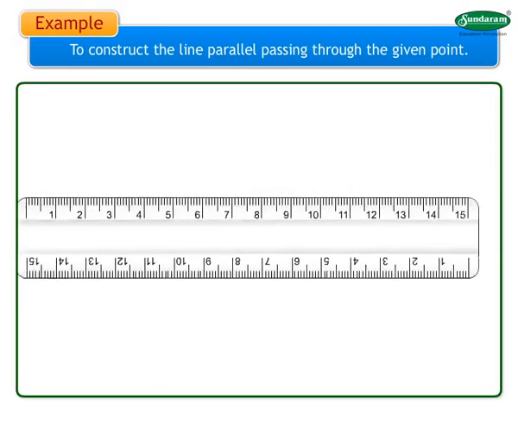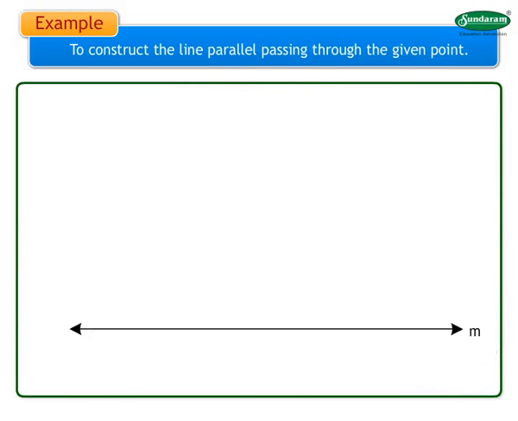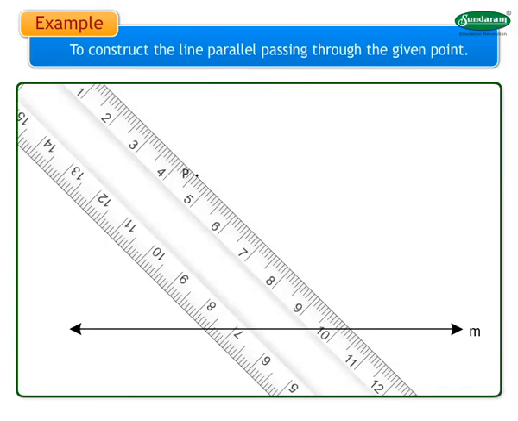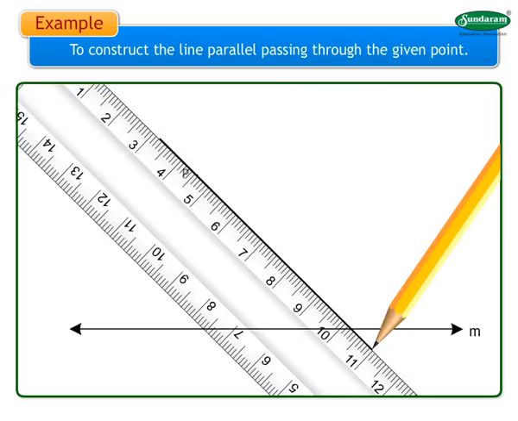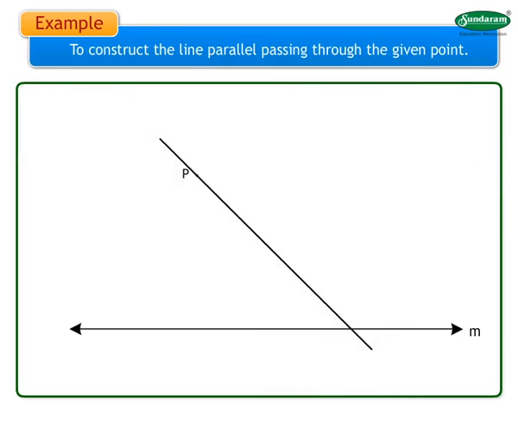Number 7. How to construct the line parallel passing through the given point. First, draw a line M. Let P be the point outside line M. Now draw a line passing through point P and line M. Mark the point of intersection on line M as Q.